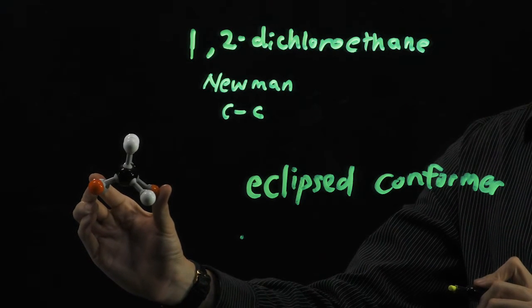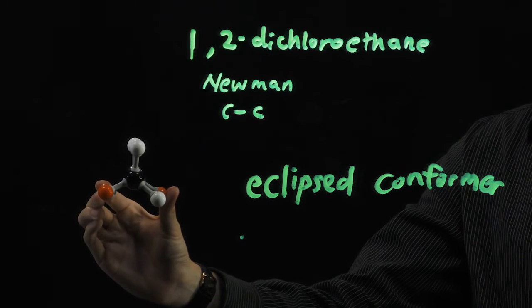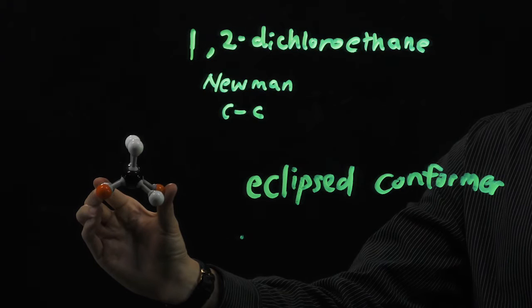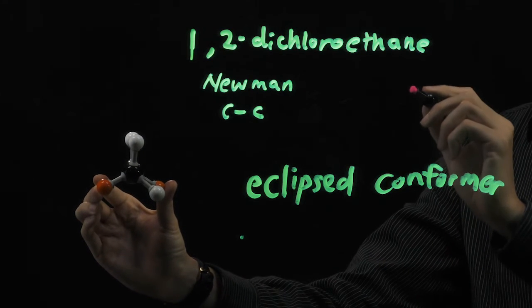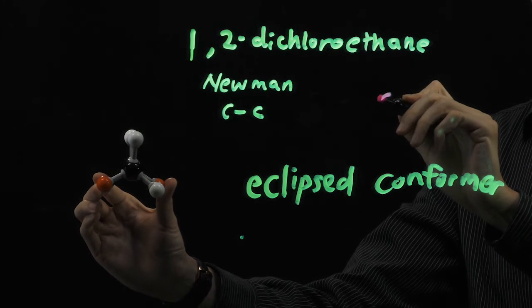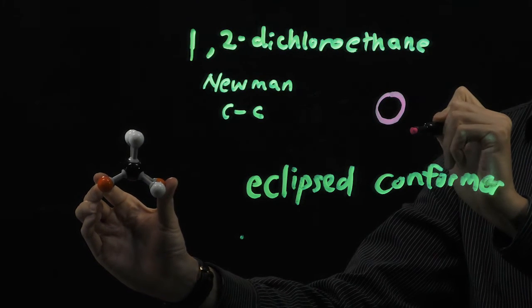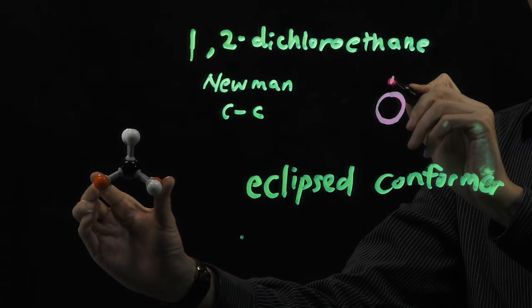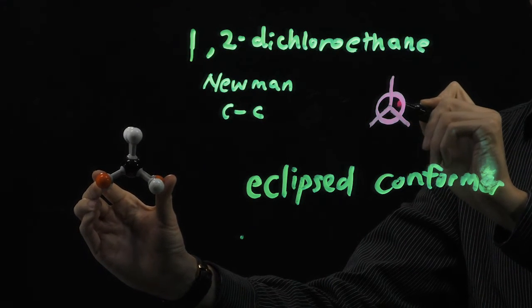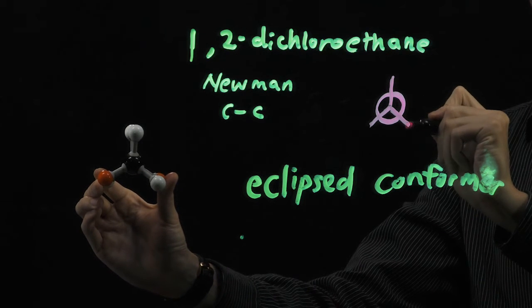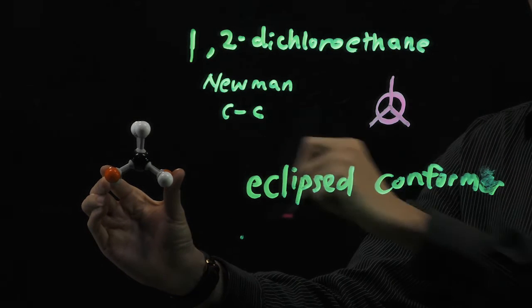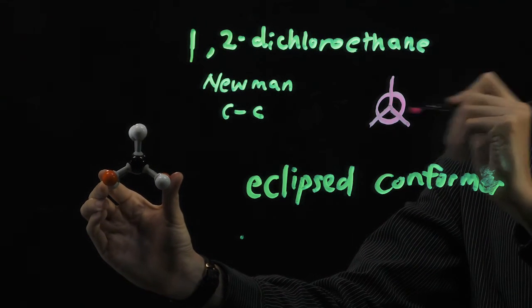And how do you represent this drawing then? Right, so you take a pen and you always draw these first. A circle, 3 lines, and the angle between these 3 lines must be exactly 120. This part I'm pointing to represents the front carbon, and the back one, of course, is hidden.